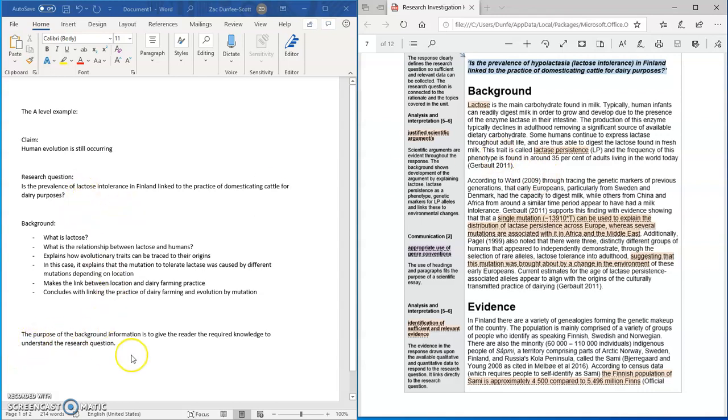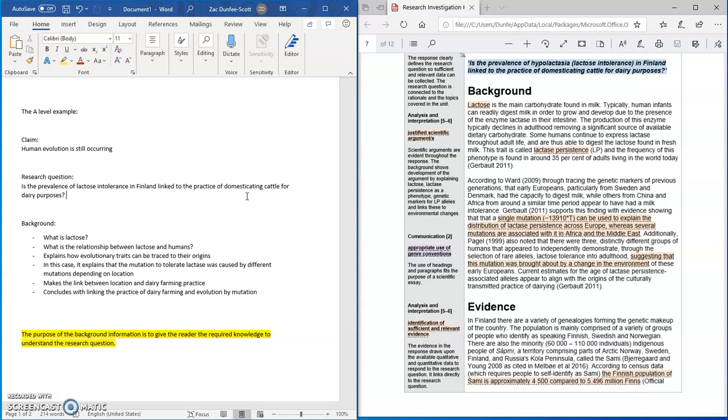pretty standard. The purpose of the background information, and I'll highlight this right here, is to give the reader the required knowledge to understand the research question. So what you need to do is break down all the key elements in the research question. Essentially, a reader can come along and when they read your background information they have all the scientific information there for them to understand what's going to happen in the rest of the assignment.